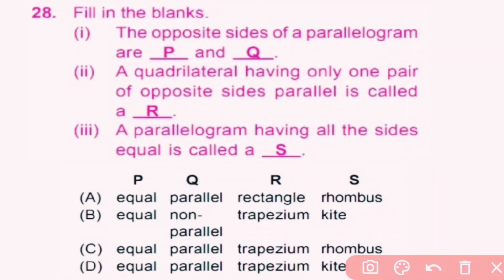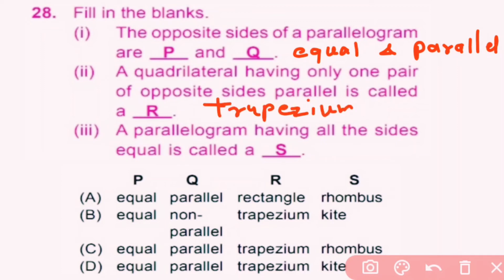Question number 28, fill in the blanks. Option 1, the opposite sides of a parallelogram are equal and parallel. Option 2, a quadrilateral having only one pair of opposite sides parallel is called a trapezium. Option 3, a parallelogram having all sides equal is called a rhombus. So here C is the correct answer.